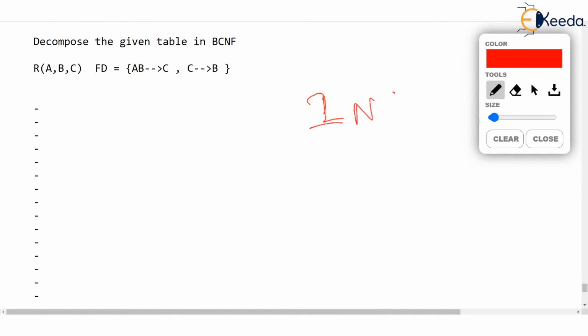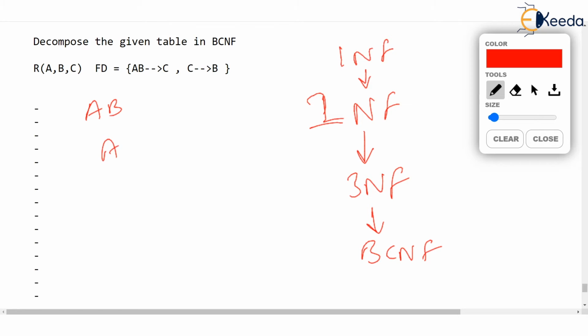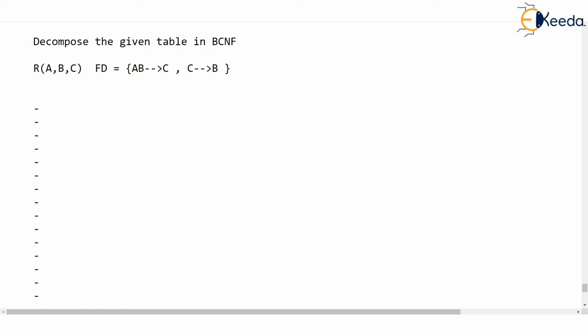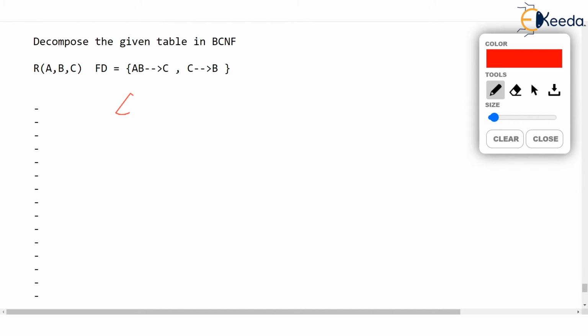No partial dependencies. It is in 3NF, and it has to be in 1NF. Come on, any table is always in 1NF, but it is not in BCNF. It is not in BCNF because if AB and AC are the candidate keys, then the first one follows BCNF. The left-hand side is a super key, but the second does not follow. The left-hand side is not a super key.